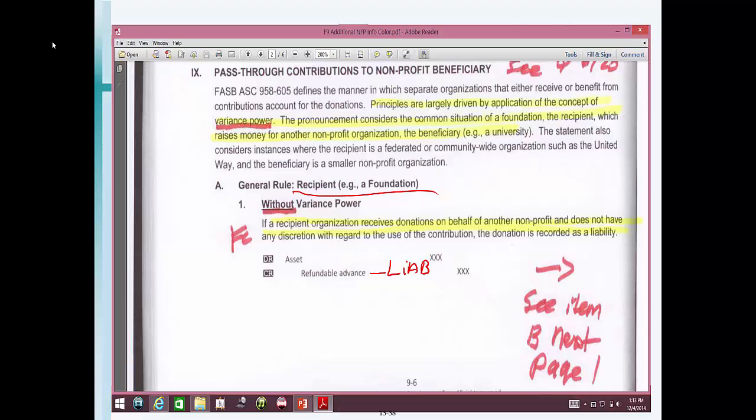Now, if you look at this note right here, do you want a note? Do you want a piece of scratch paper or something to take notes on? You're okay without writing anything?